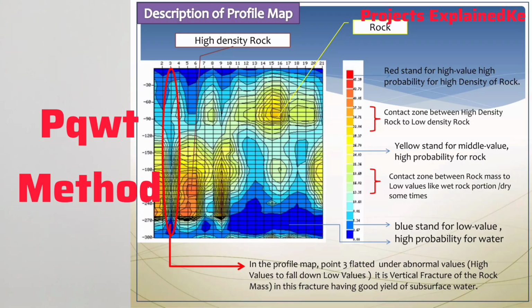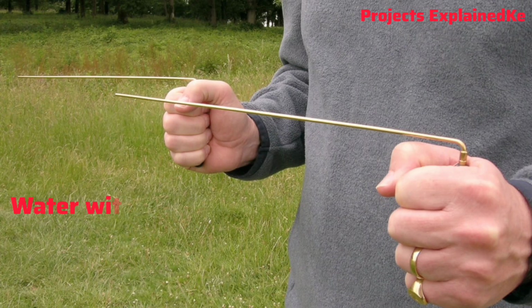That's how you get an image, and maybe I'll share the image with you. And then there is the traditional method. So we've done the vertical electrical sounding, and we also covered the seismic method, and we've covered the imaging method, which is the PQWT. And now we go to the ancient one, which was called water witching.